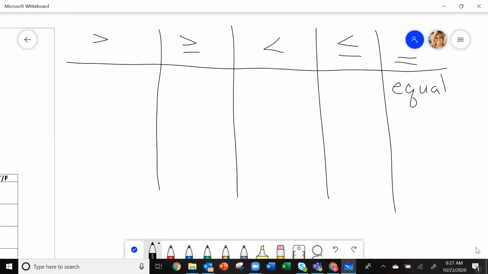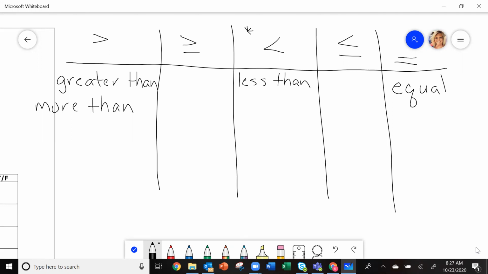Let's start over here on the left. What is this symbol right here? This symbol is greater than. Another way we can write it is more than. And the one that is opposite that is the one over here in this third column. This is the less than symbol.